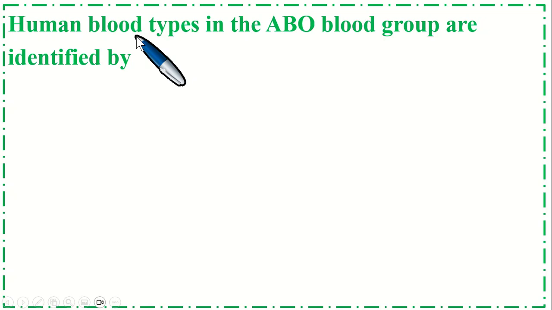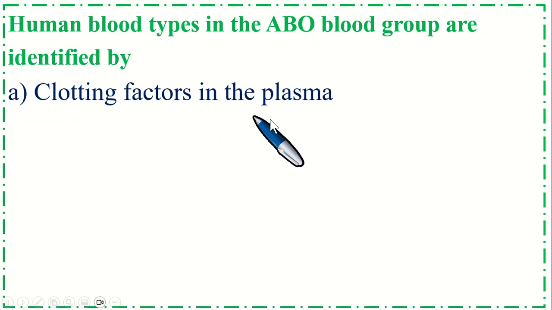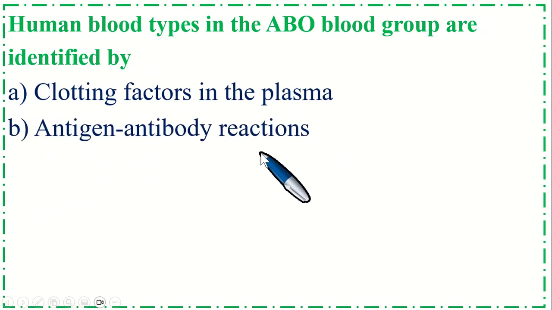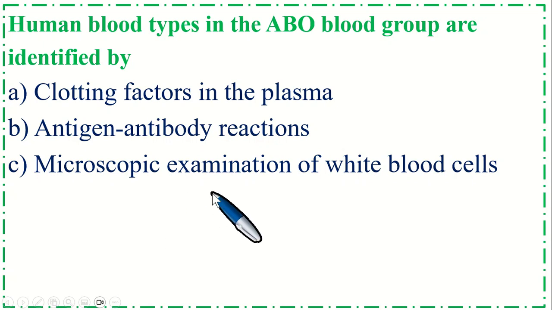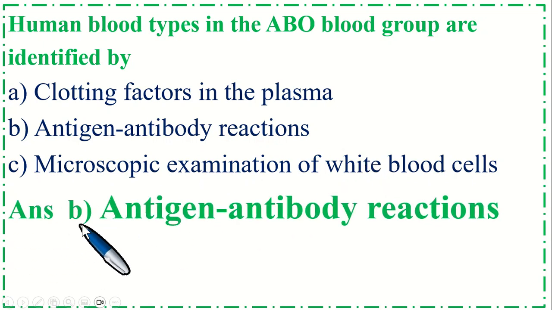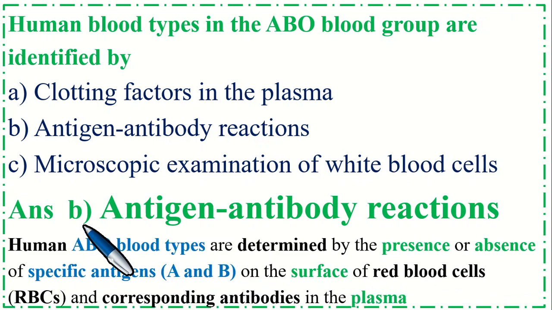This is a very important MCQ. Human blood types and the ABO blood group are identified by option A, clotting factors in plasma; B, antigen-antibody reactions; C, microscopic examination of white blood cells. So the correct option is B, antigen-antibody reactions. So here is the explanation. Human ABO blood types are determined by the presence or absence of specific antigens A and B on the surface of the red blood cells and corresponding antibodies in the plasma.